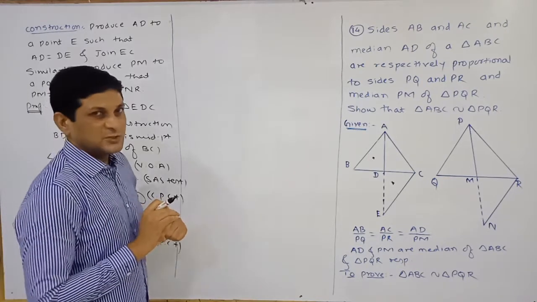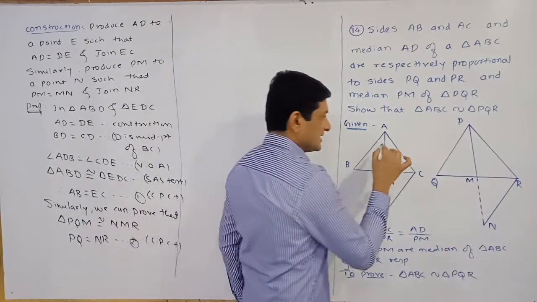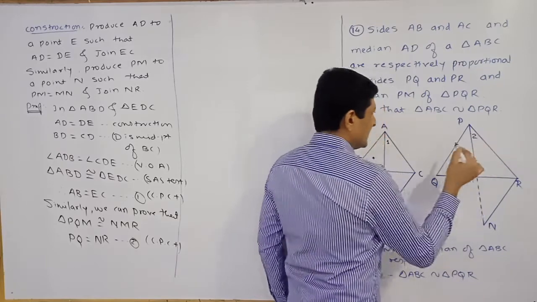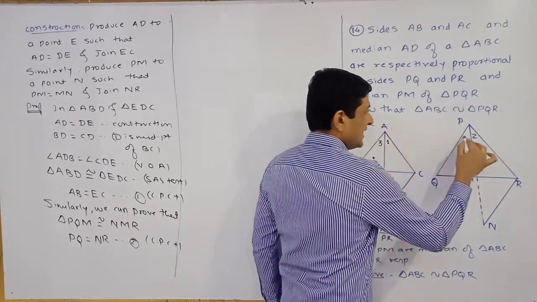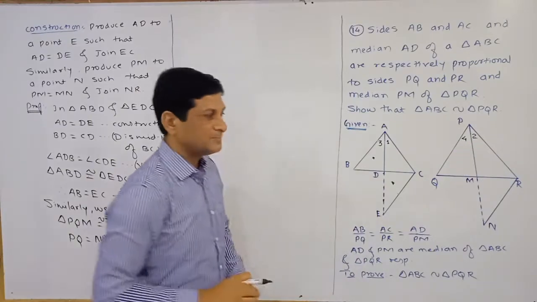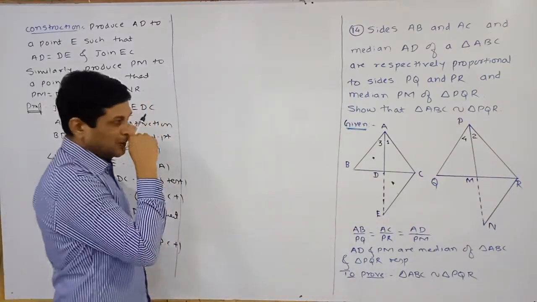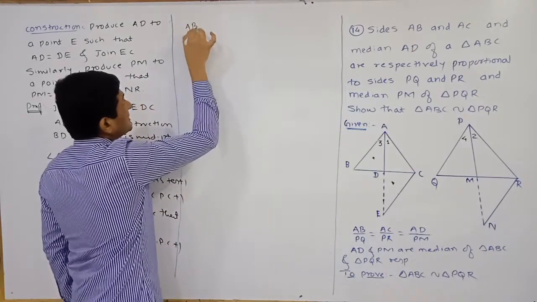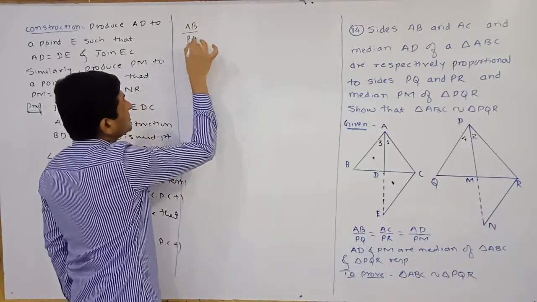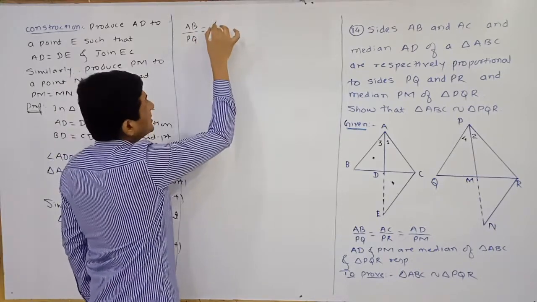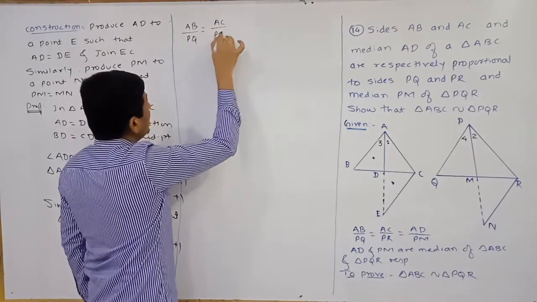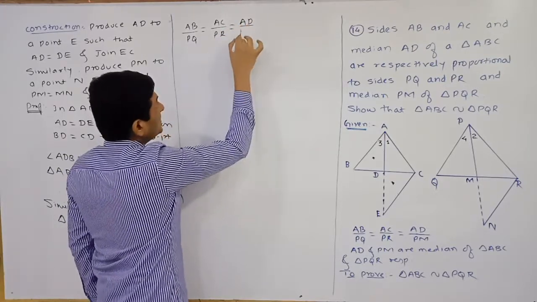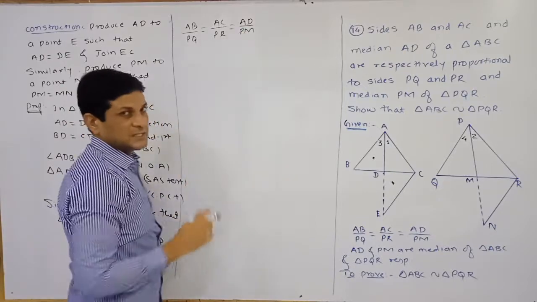Now once this result is known to us, I am denoting this angle by angle 1, and this angle by angle 2. This angle is denoted by 3, and this angle I am denoting by 4, for simplicity. Now we are using the given condition. What is the given condition here? AB upon PQ is equal to AC upon PR is equal to AD upon PM. Okay, now this is the given condition.